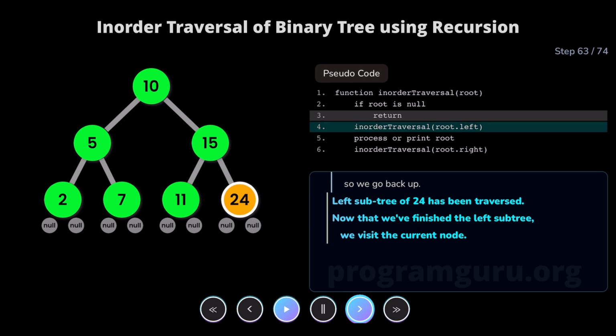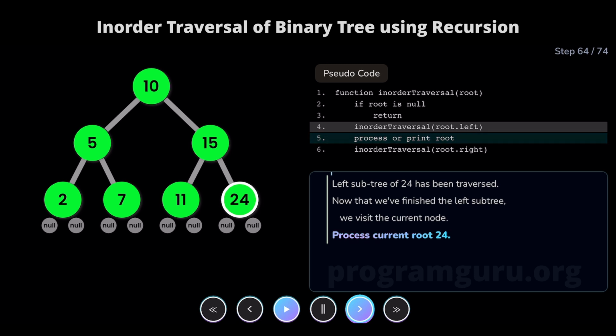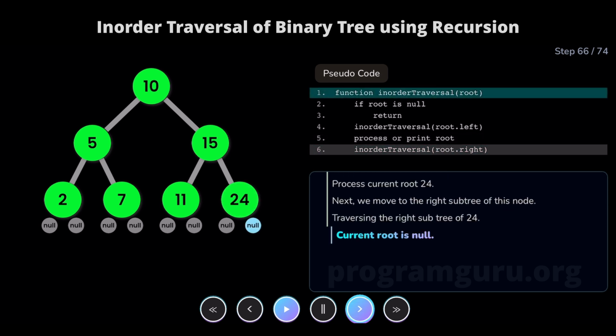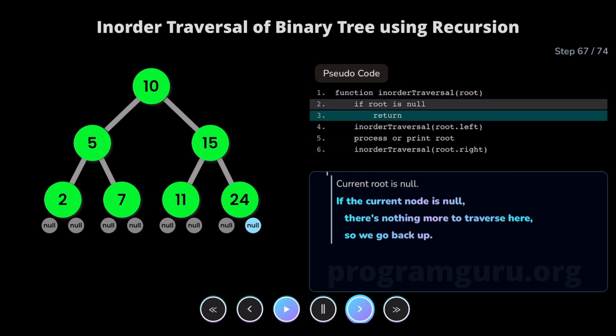Now that we've finished the left subtree, we visit the current node. Process current root 24. Next, we move to the right subtree of this node. Traversing the right subtree of 24, current root is null. If the current node is null, there's nothing more to traverse here. So we go back up.